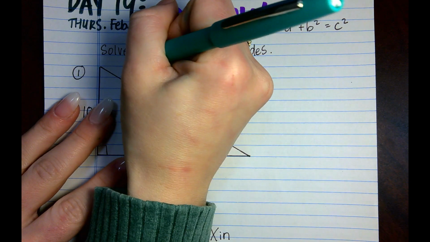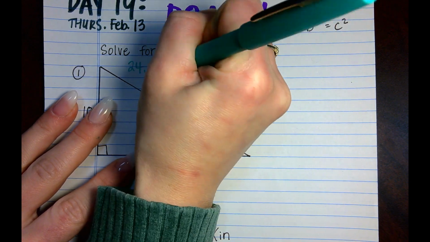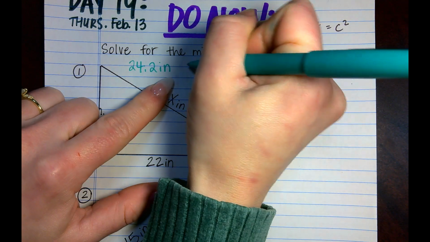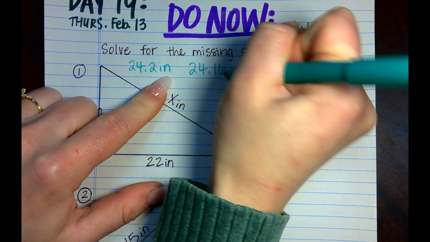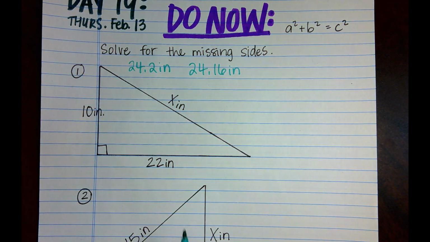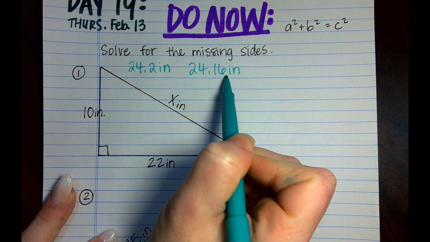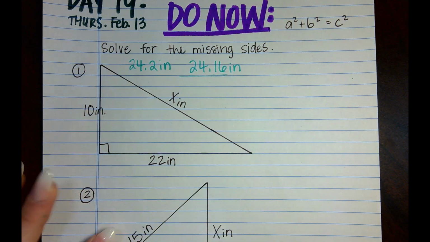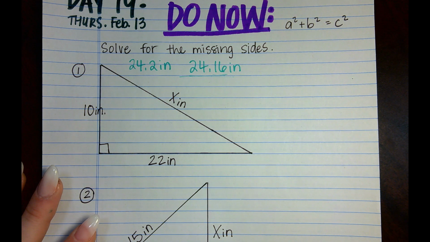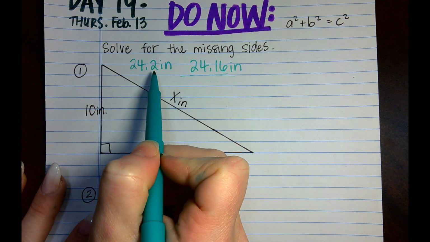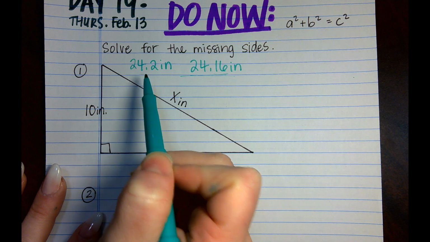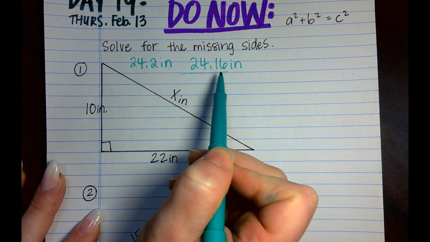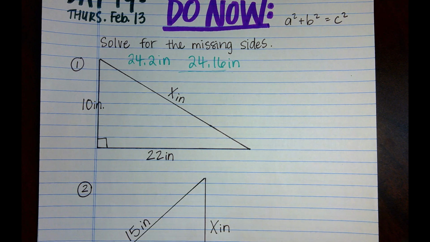24.2 inches. Did anyone get something different? 24.16. Well, I just rounded up to 1. Okay, so I like this answer a little better because I want 2 decimal places. Is this answer wrong? No, it's not wrong at all. This is a correct answer, but this one's a little better. When we're doing the test, you want us to do the second one? Yes. Now, let's look at how we got this.